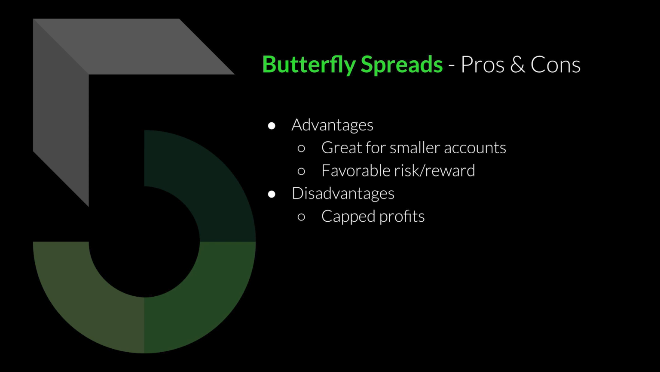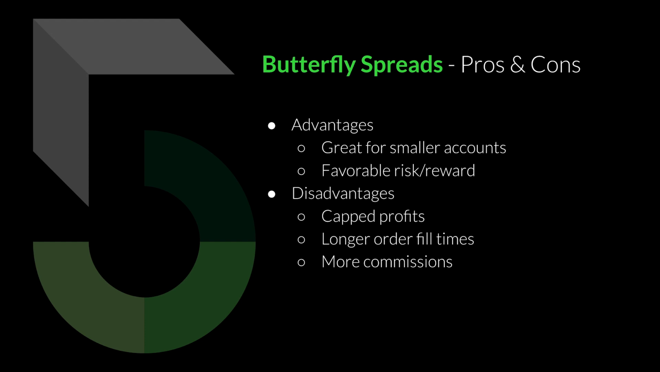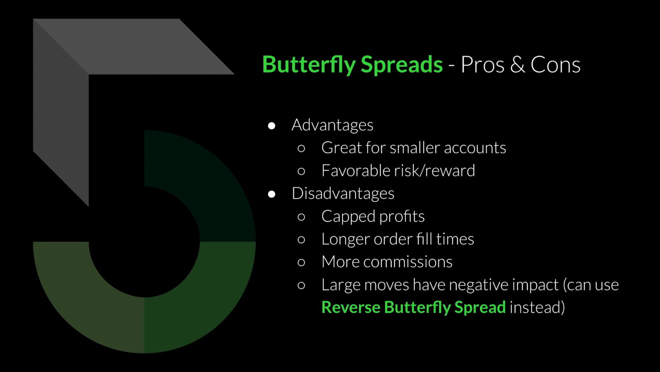So some of the disadvantages, though, is that there's going to be capped profits, just like any other type of spread. Longer fill times for your orders, because this is a 4-option strategy. So you have to have 4 times as many as opposed to just one if you were playing a single option strategy, like going long on a put or call or selling options. More commissions because you have more orders to fill. And also you have to be very specific in where the stock is going to be at expiration, because any type of large move is going to have a really negative impact on this setup.